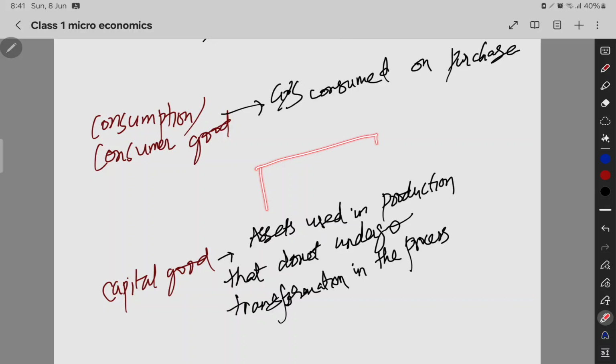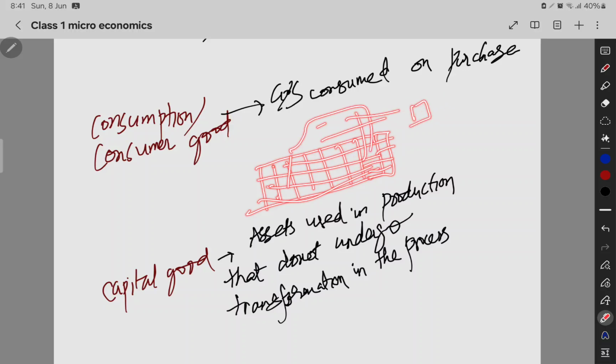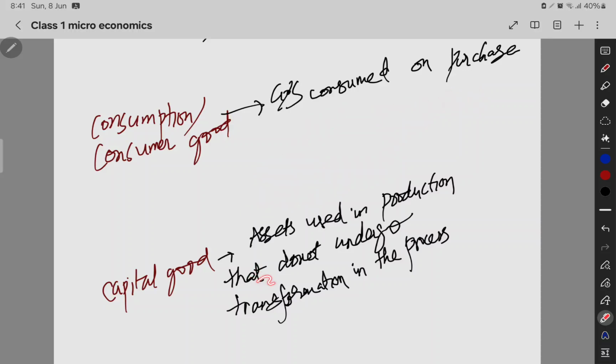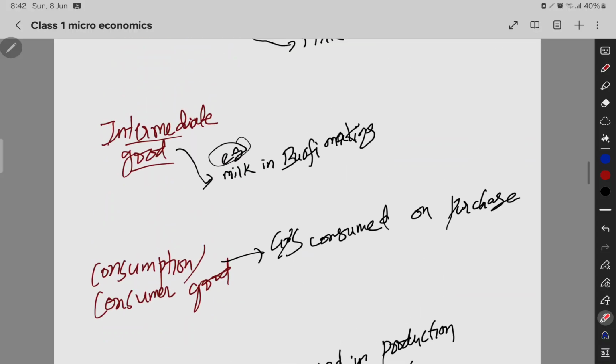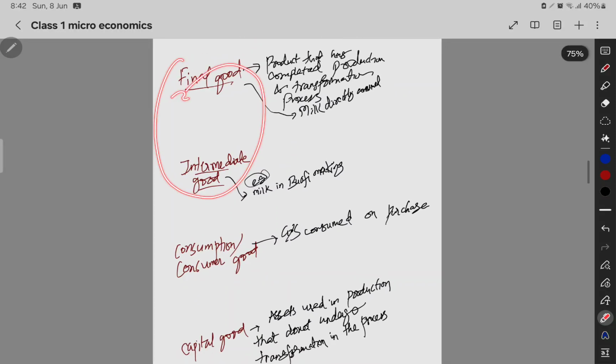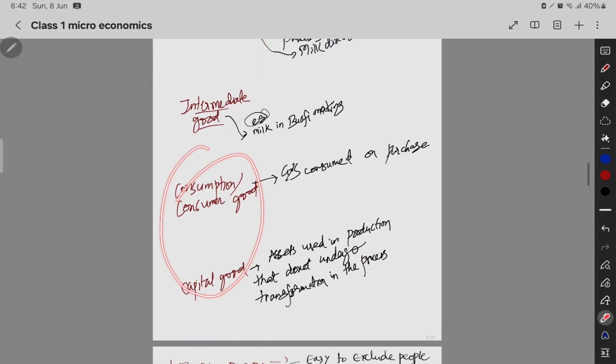They are not gone. The land area, for example, is always there with you. The land where you are building your factory is an asset for you. The machinery used for production is also an asset for you. So the assets used in production that do not undergo transformation are called capital goods. I think you are clear with consumer goods, which are consumed by consumers, and capital goods, which are assets that do not undergo the transformation process. I think now you are clear with all four: final good, intermediate good, consumer good, and capital good.